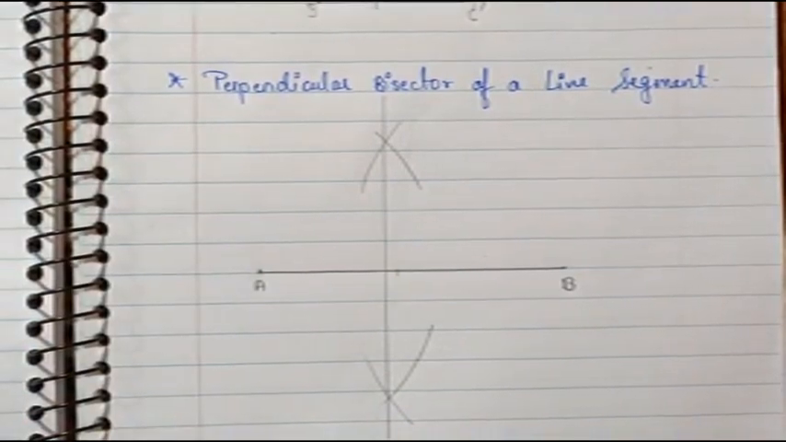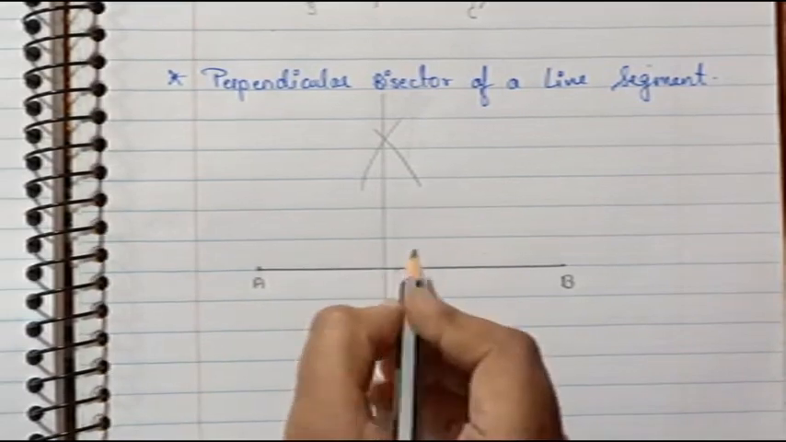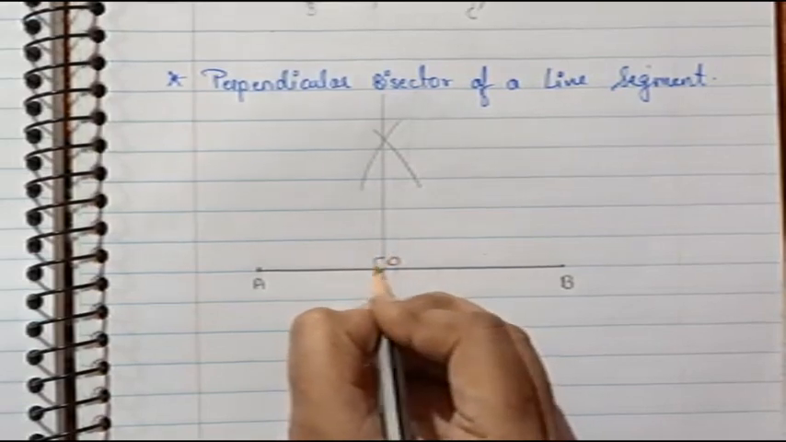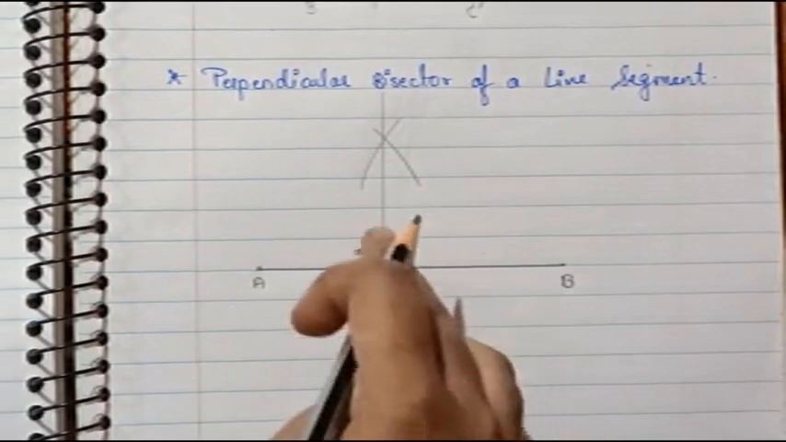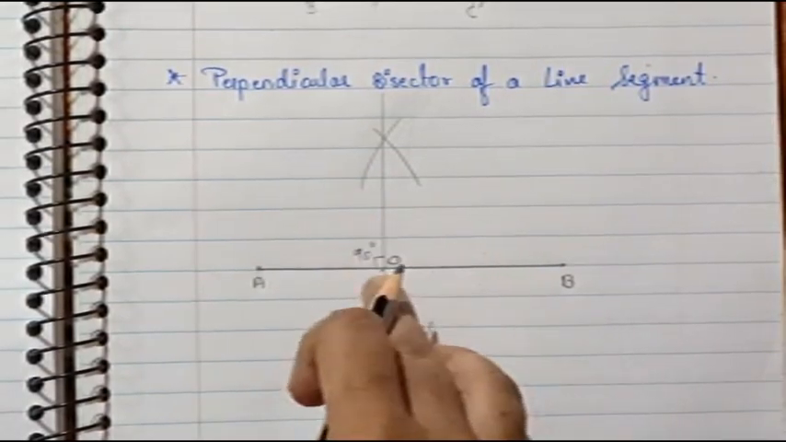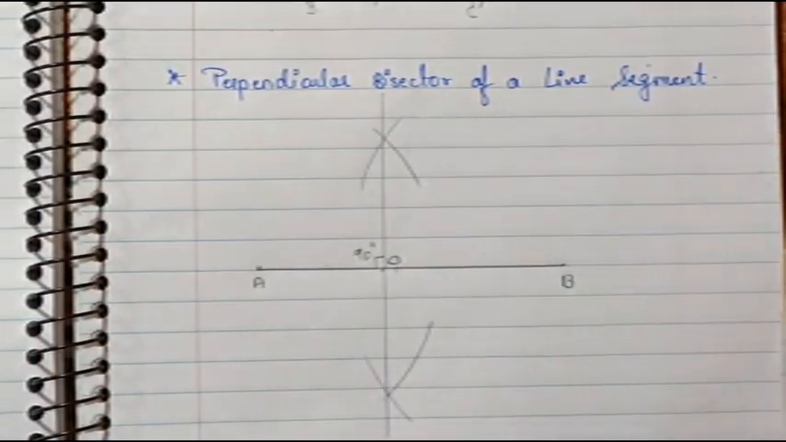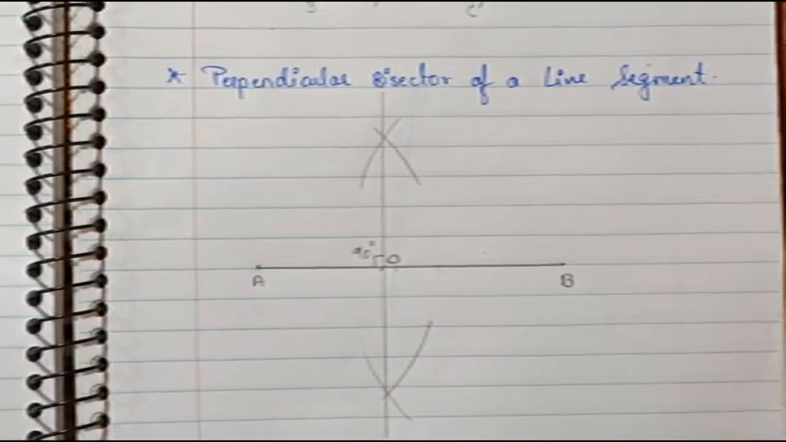Now here students, this perpendicular line has bisected this line segment. This is point O, and this is exactly 90 degrees, right? So this line segment has been perpendicular bisected at 90 degrees with a perpendicular line at point O. So this is the perpendicular bisector of a line segment. I hope everybody has understood this second part. Now let us proceed further.